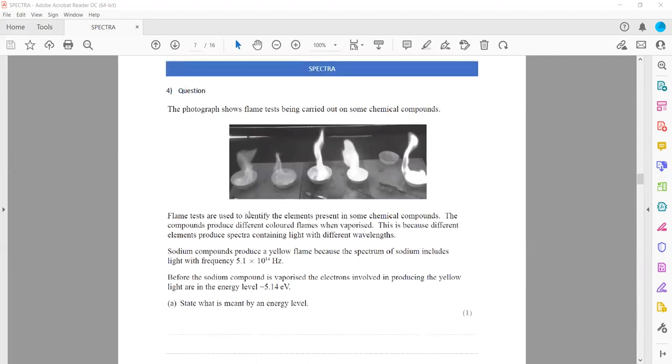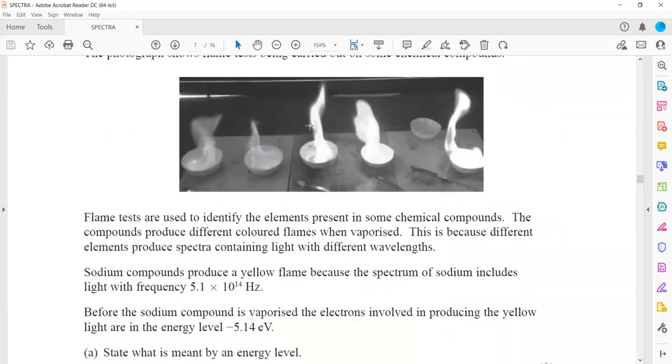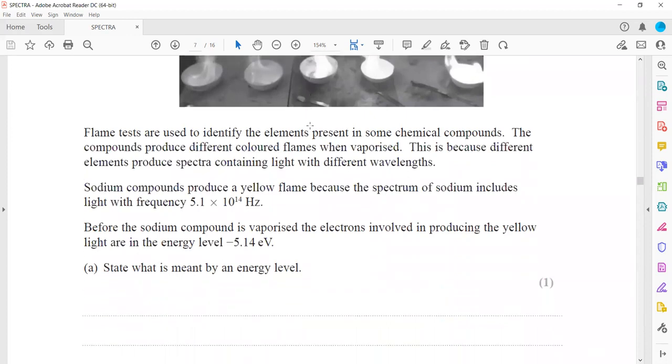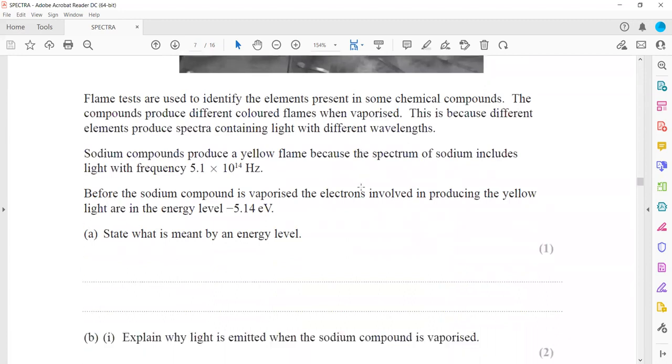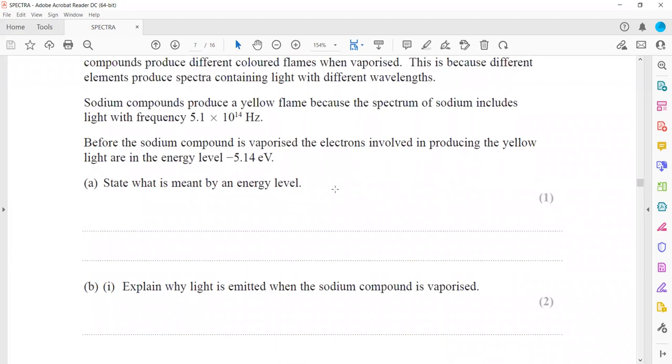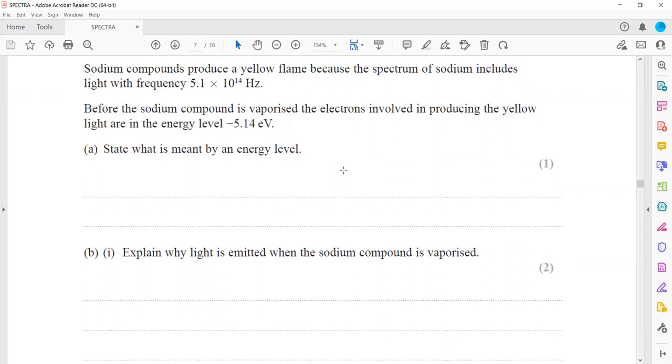The photograph shows a flame test carried out on some chemical compounds. The flame tests are used to identify the presence of an element in some chemical. Sodium compounds produce a yellow flame because the spectrum of sodium includes a light of frequency 5.1 times 10 to the power 14 hertz. Before the sodium compound is vaporized, the electron involved in producing the yellow light is in the energy level minus 5.14 electron volt. So what is meant by the energy level?